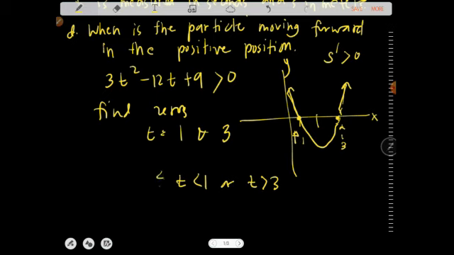So, less than or equal to 0. So this is our condition for that graph.